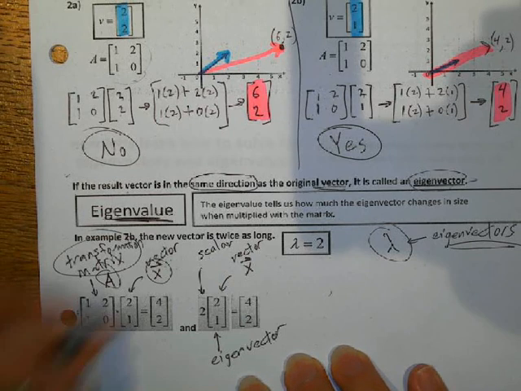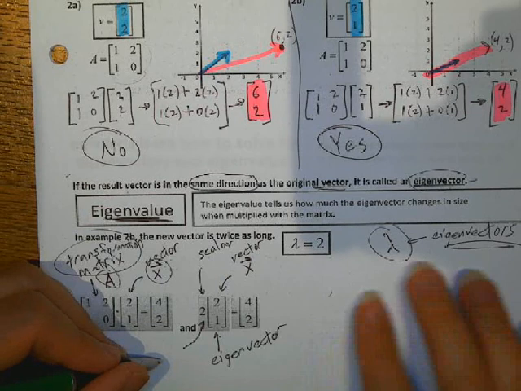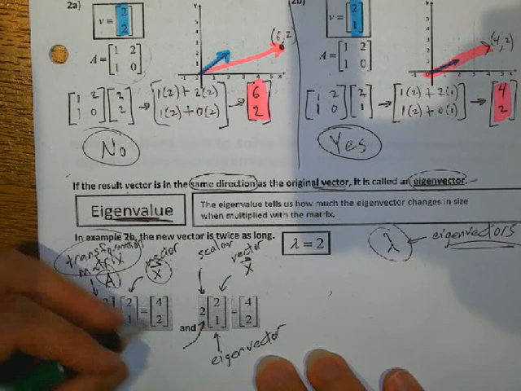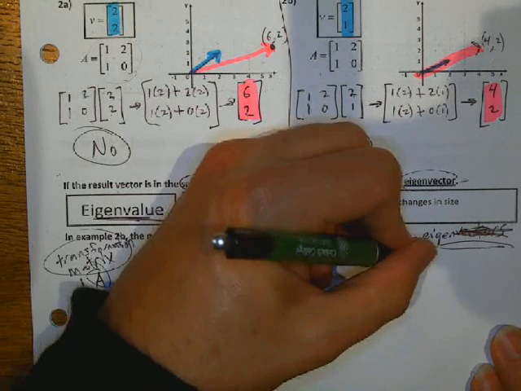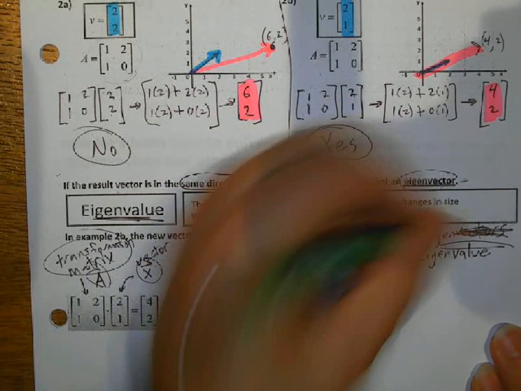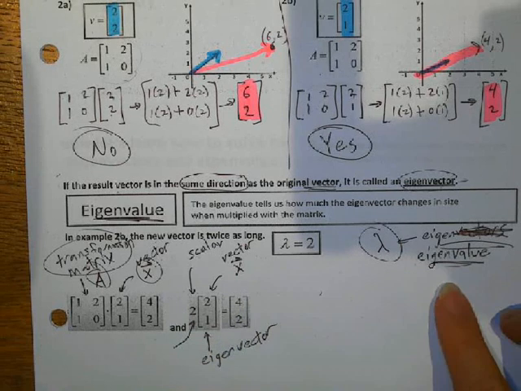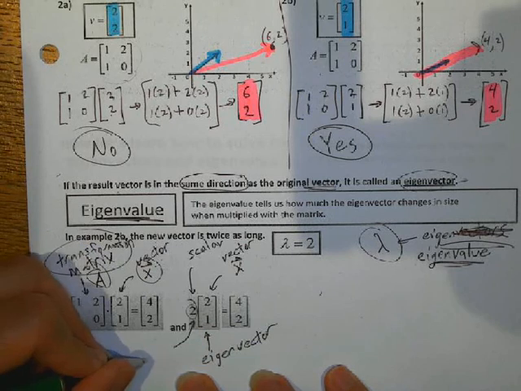And this value right here is our eigenvalue. Oops, I messed up here. This is an eigenvalue. Sorry about that. That's an eigenvalue. And so this value right here, the scalar, is an eigenvalue.